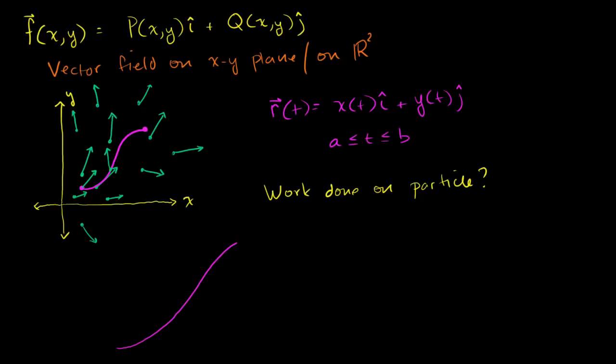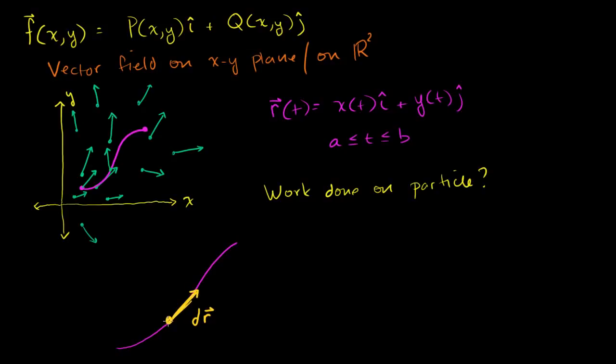And let's just try to figure out what the work is done in a very small part of our path, because it's constantly changing. The field is changing directions, my object is changing direction. So let's say when I'm here, and let's say I move a small amount of my path. So let's say I move, this is an infinitesimally small dr, right? I have a differential vector, an infinitely small displacement.